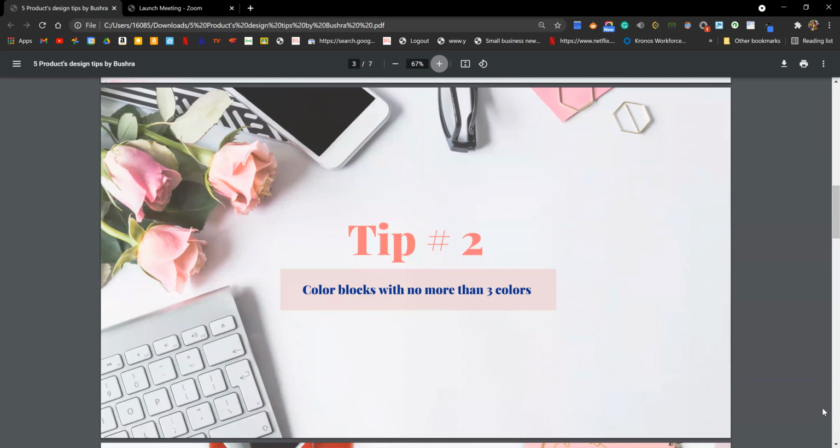So tip number 2 is color blocks with no more than 3 colors. Have you seen some pamphlets, some flyers that have like 100 million colors on them? Don't go more than 3 to 4 colors, or stick to 3 colors. Color blocks, like this is a color block. I downloaded it as a PDF to go over it. In Canva, this background is a color block. By putting my text on it, it just pops out. You can see it's popping up, right?